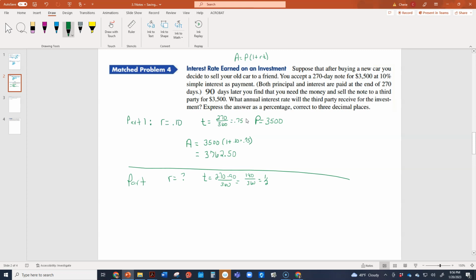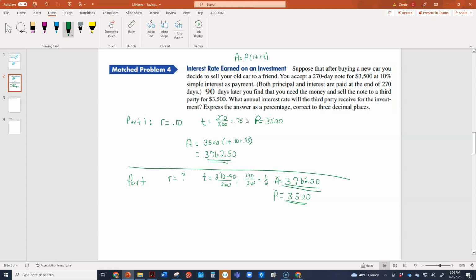The amount that I'm going to end up getting is going to be this. I'm going to get $3,762.50. That's my amount. And my principal right here is the amount that I gave my son, so $3,500. And so what interest rate am I making? Because I'm doing it for less time than he did it. So I'm using the amount that he would have gotten back. And then this is the amount that I put out, and I did it for this many days.